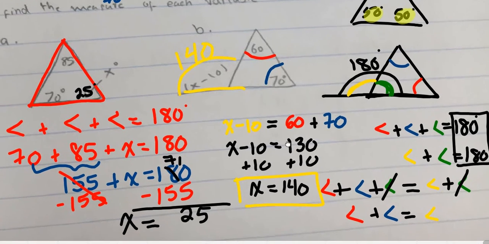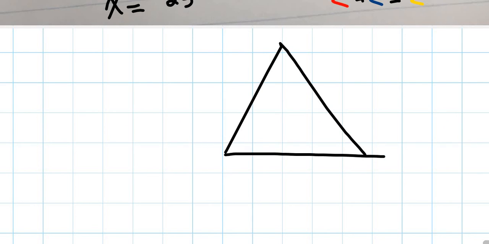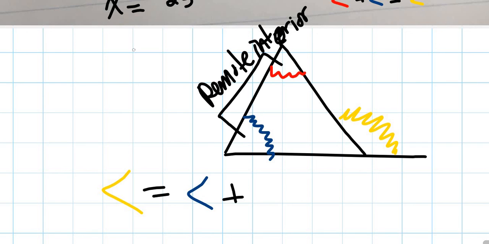So let me give you another example of that last one more time. Whenever you have an exterior angle, that would be this angle on the outside, it's going to equal the sum of the two angles that are inside the triangle but not touching that angle. They're called the remote interior angles. Remote means far away. Remote interior. So once again, the exterior angle, which is the yellow one, is equal to the blue plus the red.